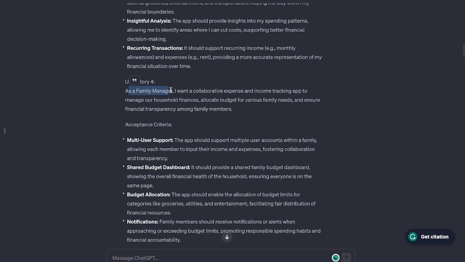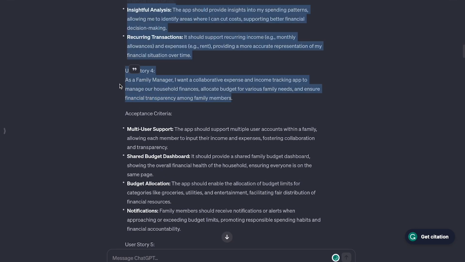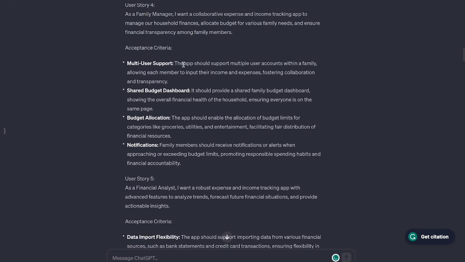Then you have a family manager. All right, so somebody who's like a financial advisor or somebody like that. The app should support multiple accounts. We already looked into it. Provide a family budget dashboard showing all the financial health of the household, ensuring everyone is on the same page. So the moment you bring in multiple accounts, it sort of does the job in a decent way.